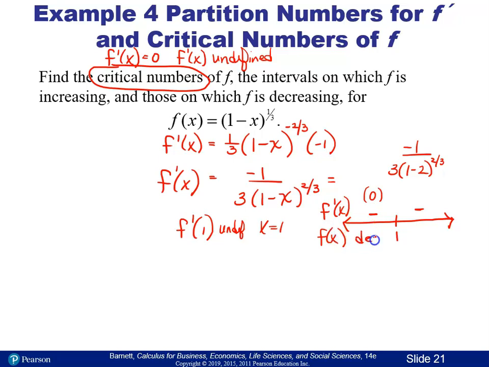Okay, so we've got decreasing and then decreasing again. So we're going to say it's decreasing for all x. So one last comment here. We don't have a sign change of our first derivative, so that means that we don't have a relative extrema here, because we don't change from being increasing to decreasing or decreasing to increasing. We just stay decreasing the whole time.